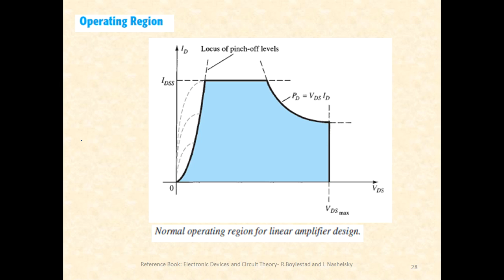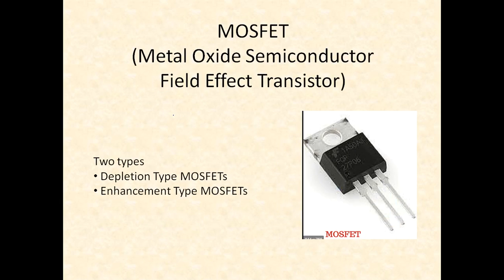And the last point is on the operating region, right? For a proper amplifier design, the normal operating region for linear amplifier design is the region in blue color. So the circuit designers will be taking care of this operating region as well, based on the user requirements.